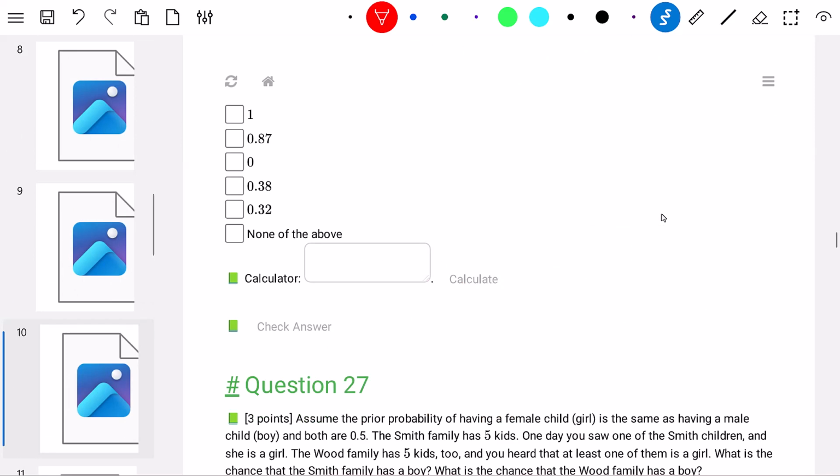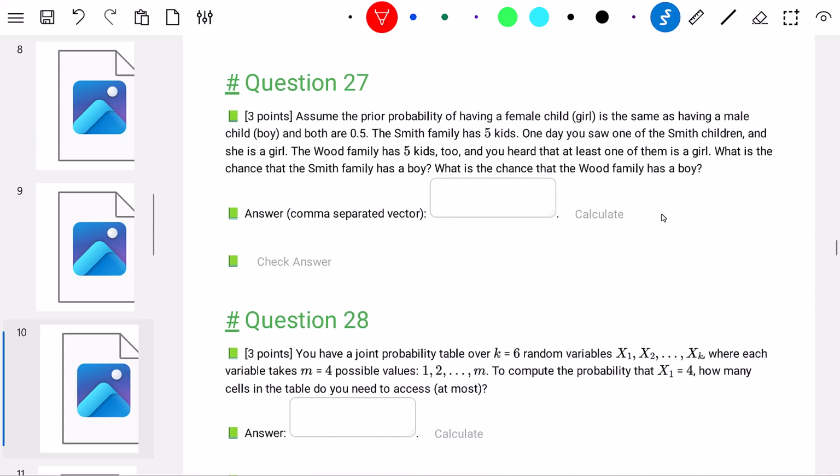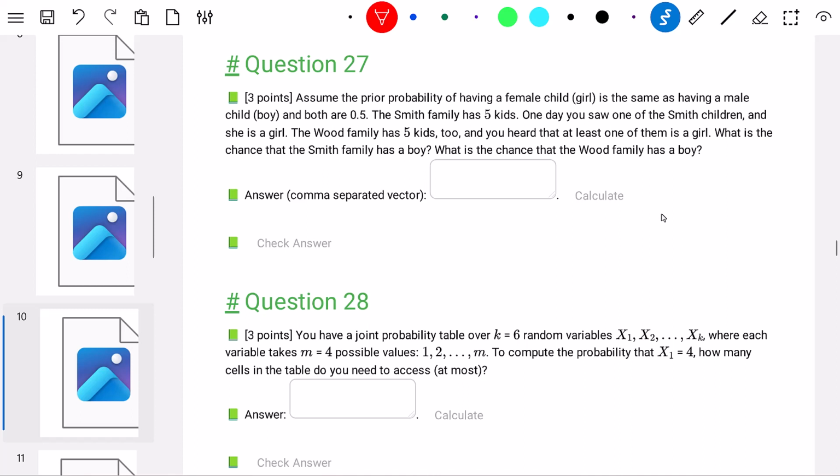And the next question that not many people signed up for is, I think it's usually called the boy or girl paradox. So the story here is there are two families. They both have 5 kids, and for one of them you saw a child and she's a girl.